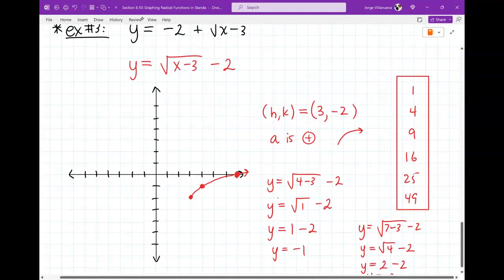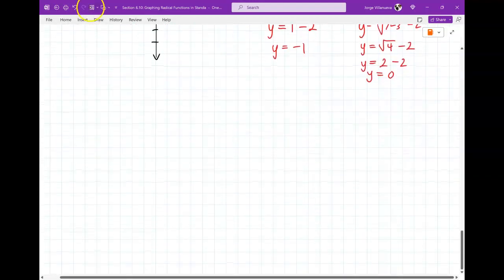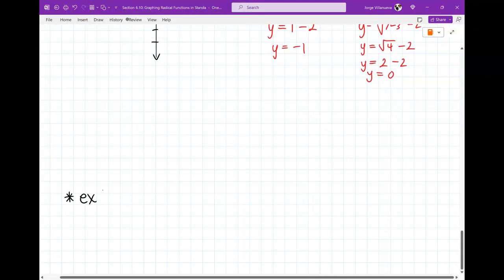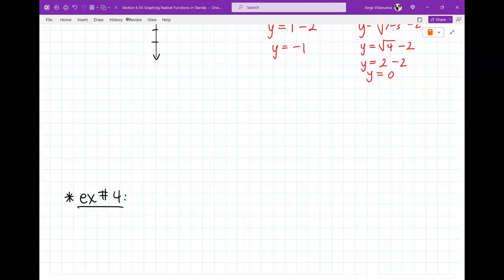Maybe we'll do 2. We'll see. But let's do one that's negative. This will be example number 4. So y equals negative 5 square root of x minus 2, plus 4.